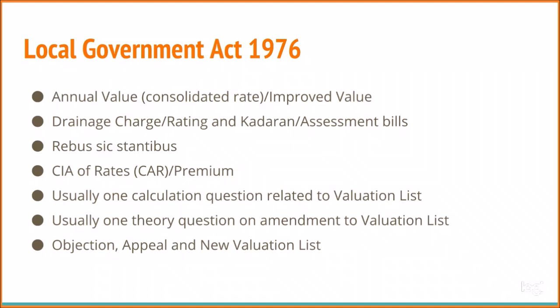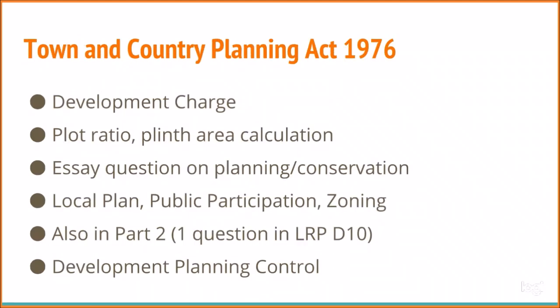So usually one question will come out, and it will be related to calculation and related to the valuation list. Then there will usually be another question, a theory question, on the appeal and amendment to the valuation list, those objections to the valuation list. Another area of tax law that is included in the Diploma in Agency Property Tax paper is the Town and Country Planning Act. The Town and Country Planning Act is a federal act which is done for the whole of Malaysia. Rather, the Local Government Act is actually more of a local government, in your municipal council or your mukim.